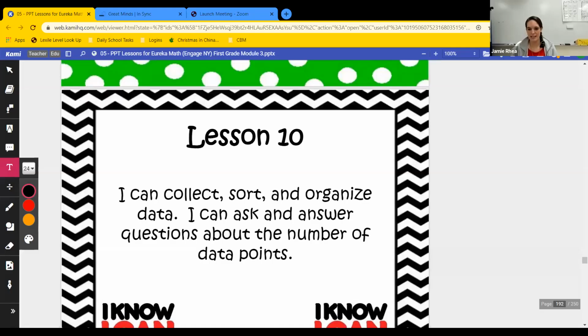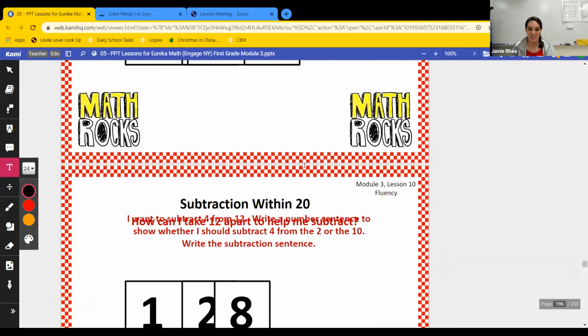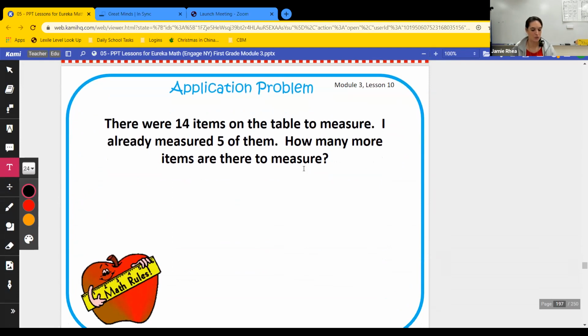Here's what we're doing today, lesson 10. I can collect, sort, and organize data. I can ask and answer questions about the number of data points. We're not having fluency today. We don't have a sprint today. So that means we're going to get our brains warmed up using our application problem. Make sure you have your whiteboard ready so you can help solve this mystery.